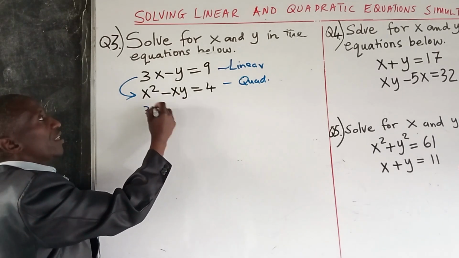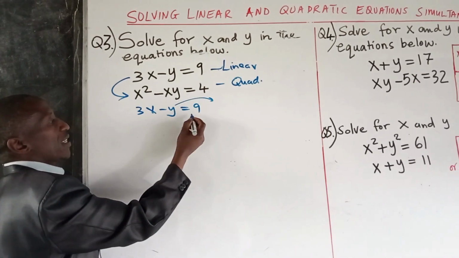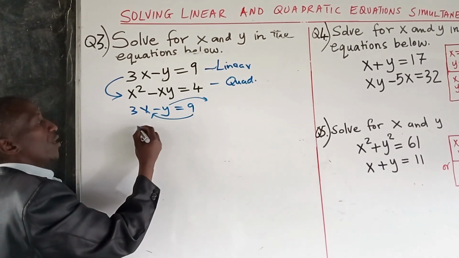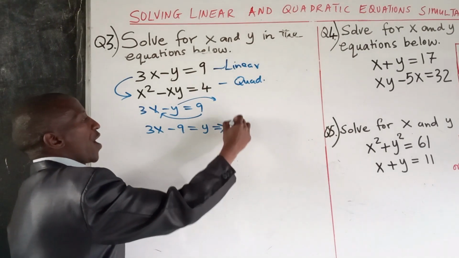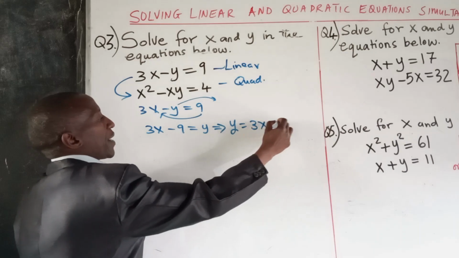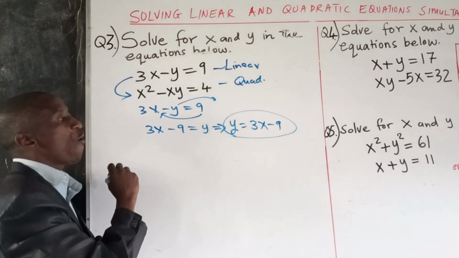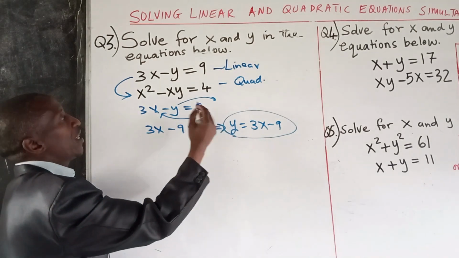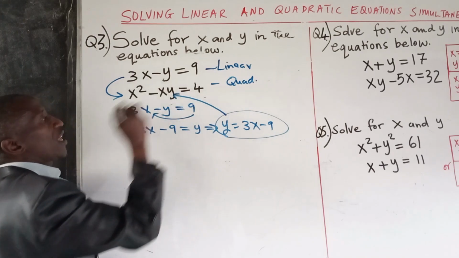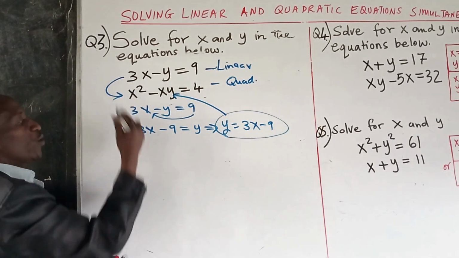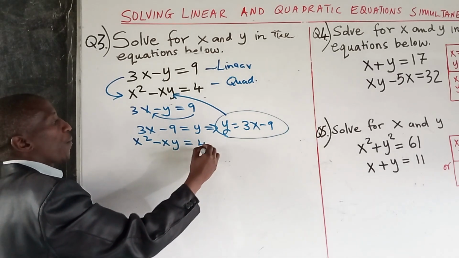So looking at this, 3x minus y is equal to 9. If we push this y on this side and x here, what do we get? We get that 3x minus 9 is equal to y. And that means the y value is equal to 3x minus 9. So it is this equation for y, which we shall substitute at that level for y. So equation 2 becomes x squared minus xy is equal to 4.